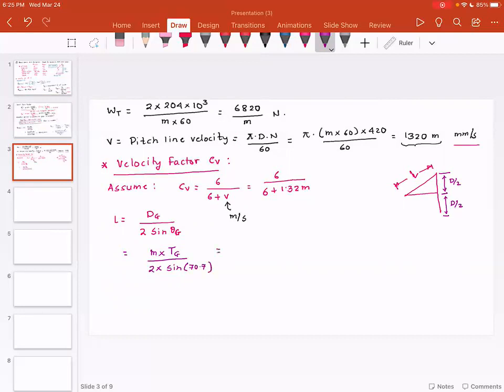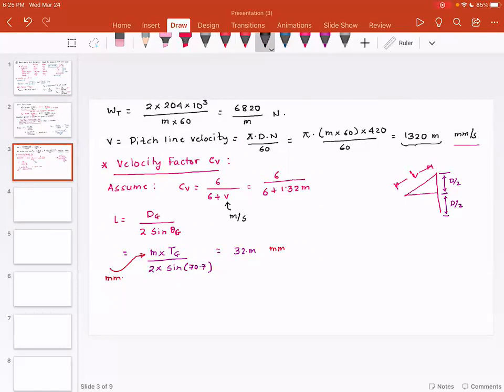And when we solve this, we get an answer of approximately 32m, and the unit is in millimeters because this module is assumed to be in millimeters. Since the module is in millimeters, module times number of teeth gives you the diameter in millimeters, and the cone length L is again in millimeters.